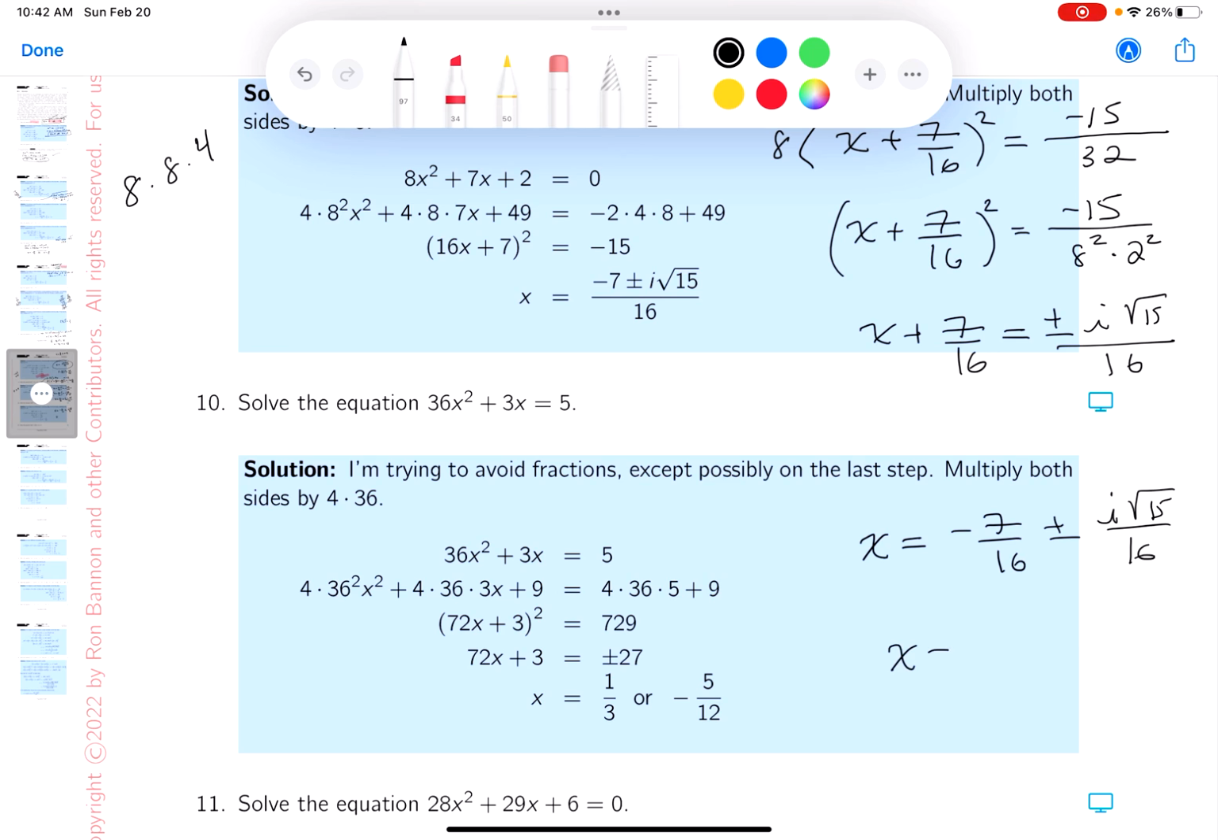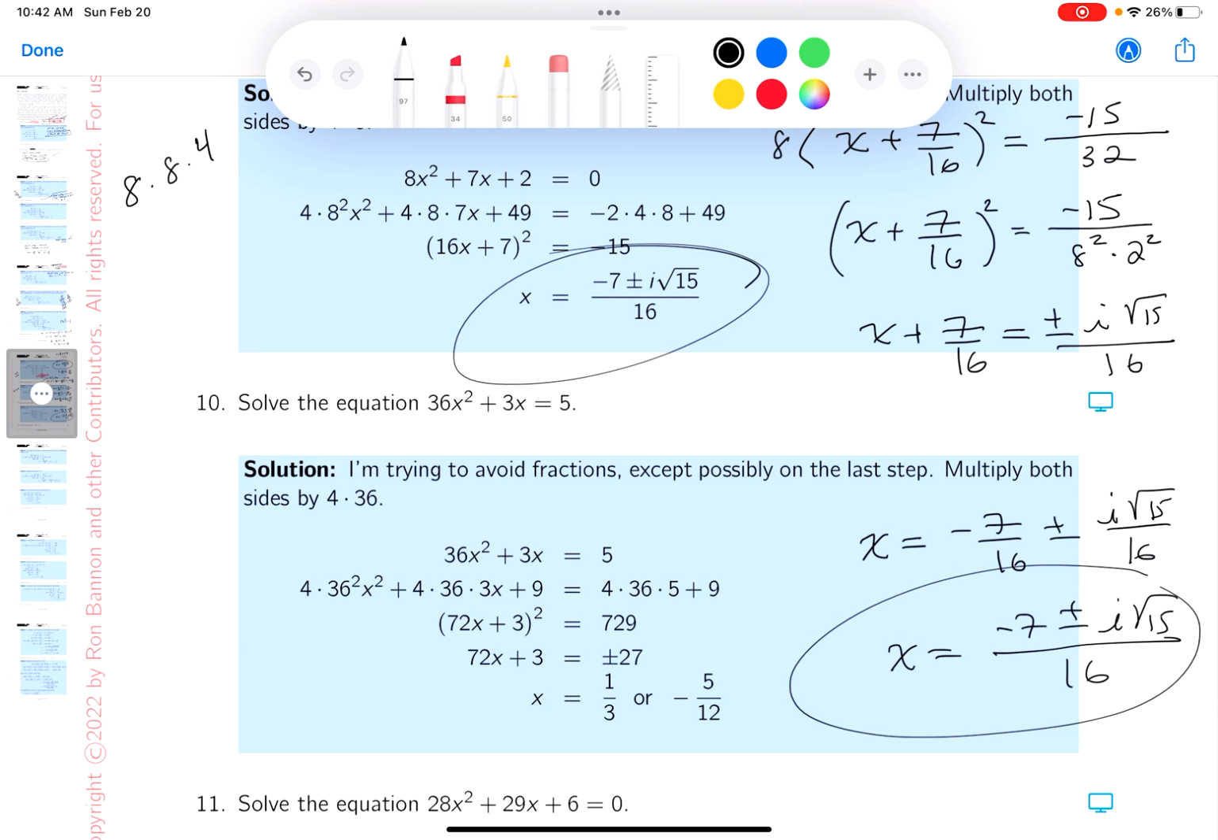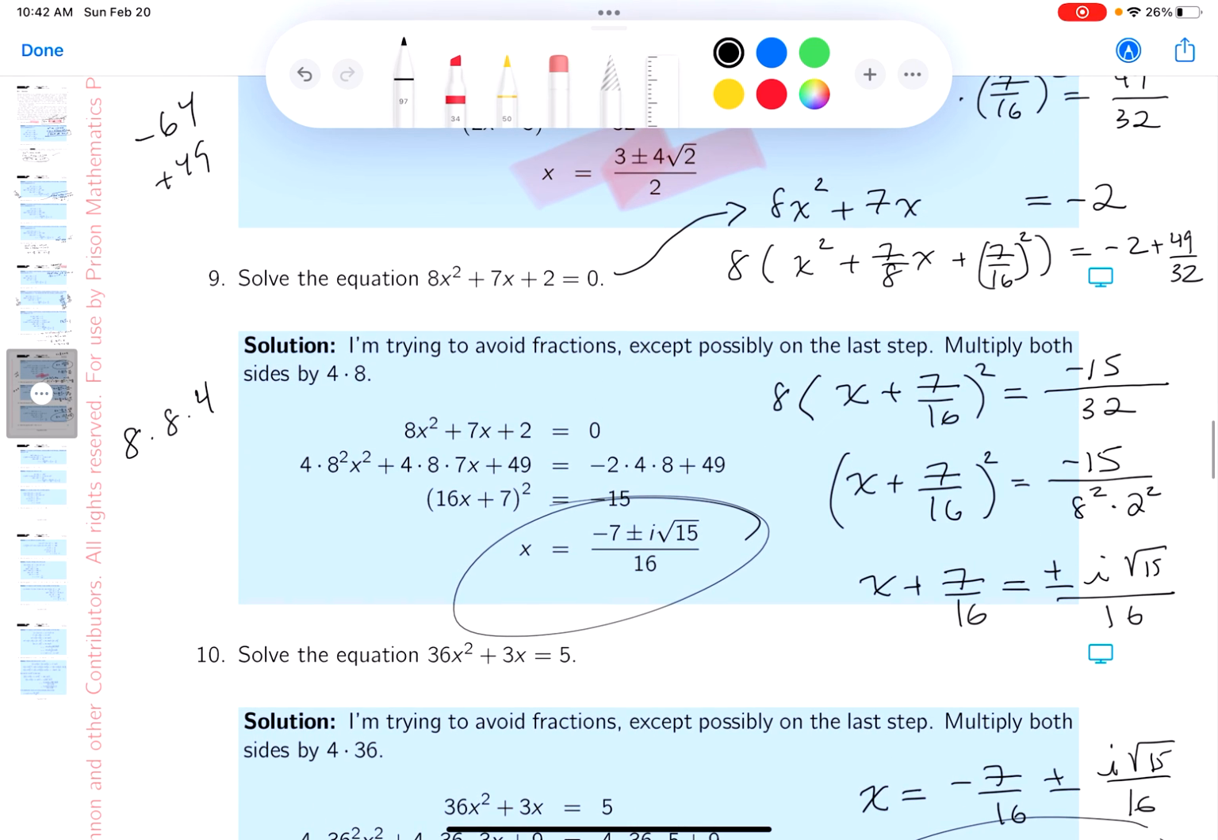I'm going to pull them together. Common denominator would be 16. You get minus 7 plus or minus i root 15, over 16. Are we getting the same answers? Of course we're getting the same answers. Again, some students don't like what I'm doing over here. I do write down what Wells would be doing to do that problem. All right? Thank you.